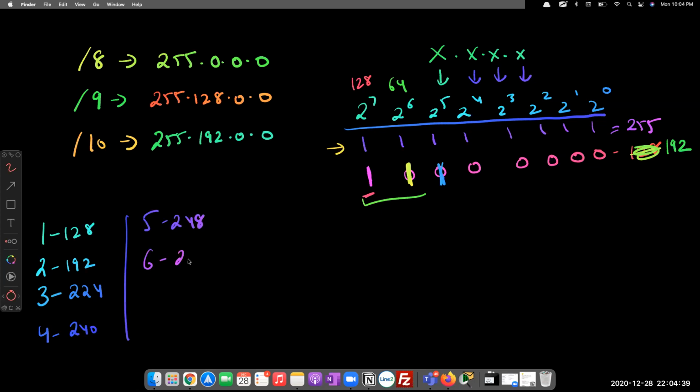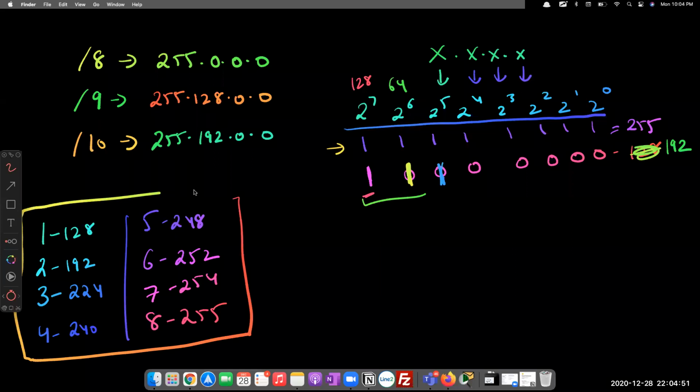For 6 bits, we always get 252. For 7, we get 254. And for 8, always we get 255. Just write this and you will understand subnet mask.